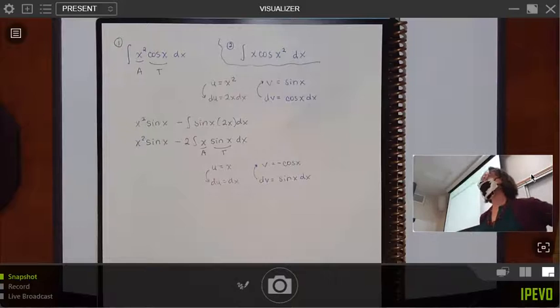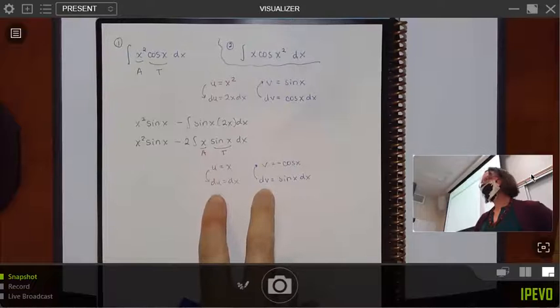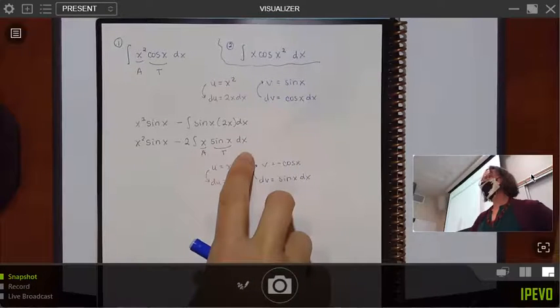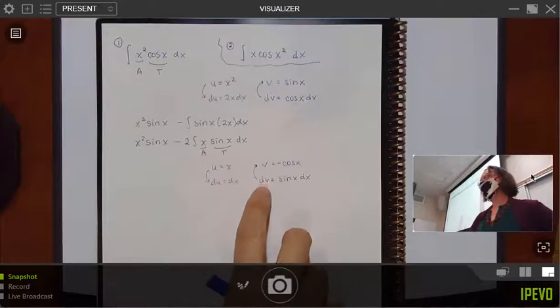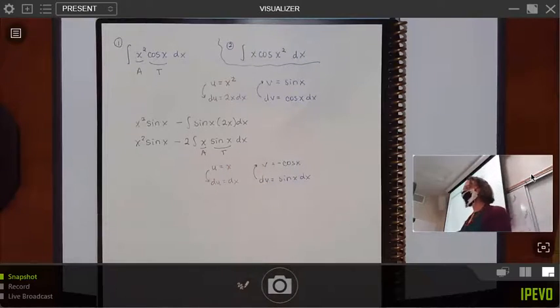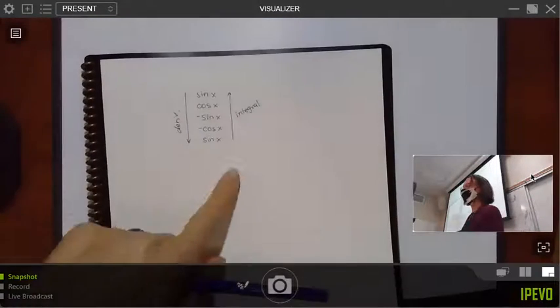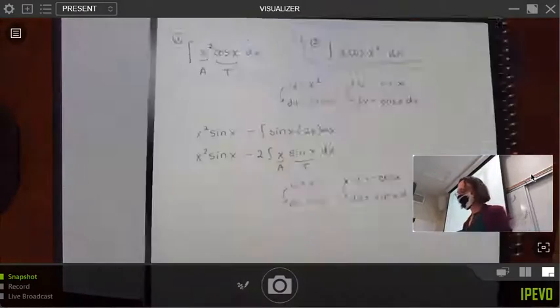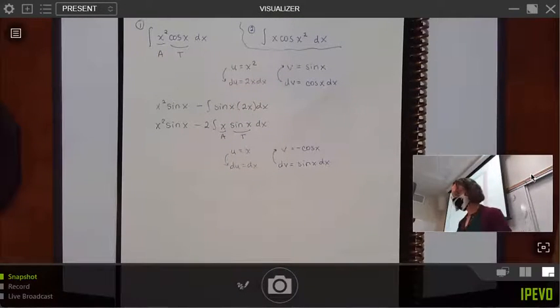Also, I don't know if you've noticed, but whenever I do this, I always make the dv's on the bottom and the v on the top. And if you make sure to write it in that order, it's just another reminder that going up was doing integration. Okay. Pulling all of that together.